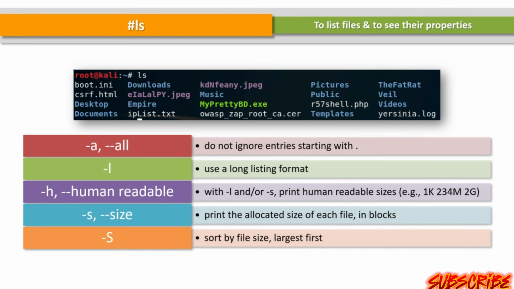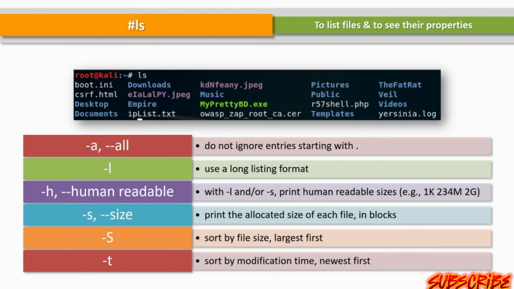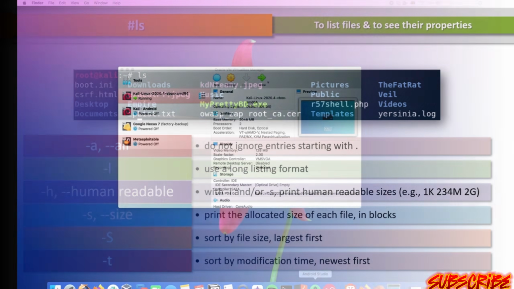Uppercase -S lists files or directories and sorts by size in descending order, or from biggest to smallest. Finally, -t is a parameter that lists files or directories and sorts by last modified date and time in descending order, from biggest to smallest. So let's go ahead and practice.